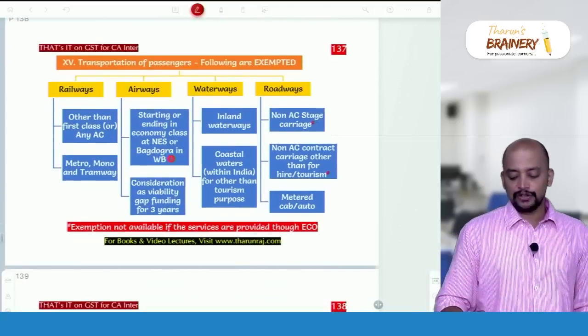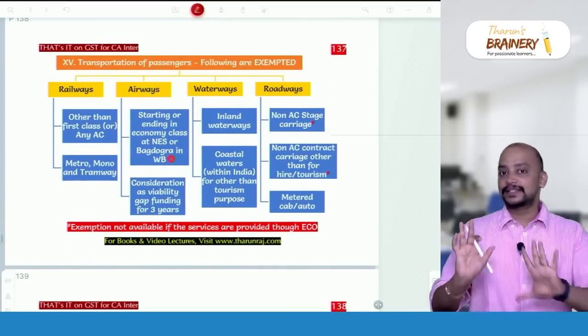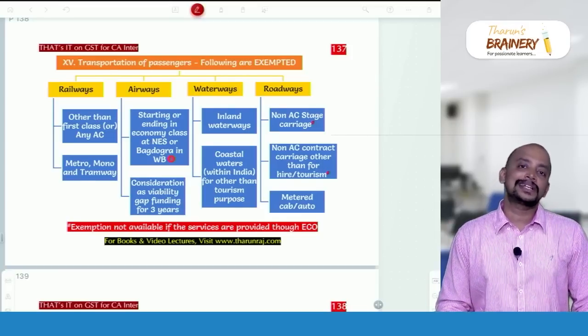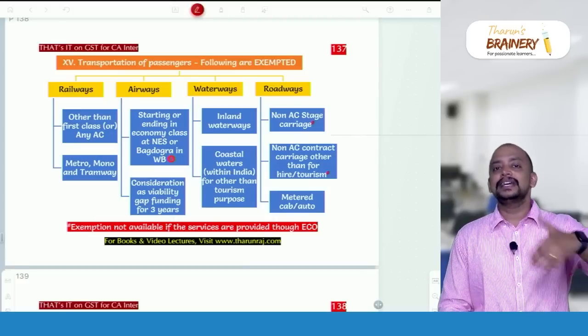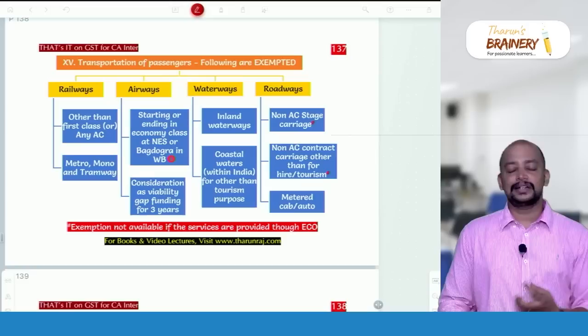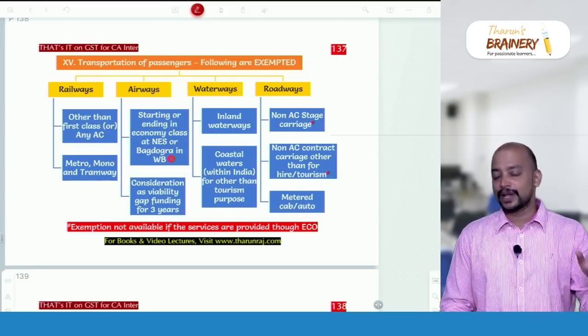Then transportation of passenger service. In case of transportation of passenger service, what is exempted, that we need to remember. First, in case of railways, what is exempted? Other than AC or first class is exempted. So general ticket, second class sleeping, etc., that is exempted. Then metro, monorail and tramway is exempted. These are the two cases in case of railways.